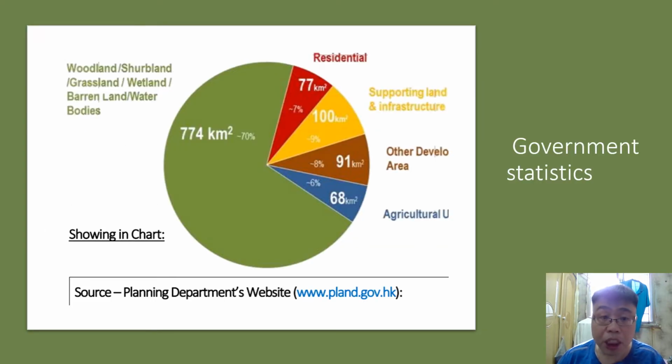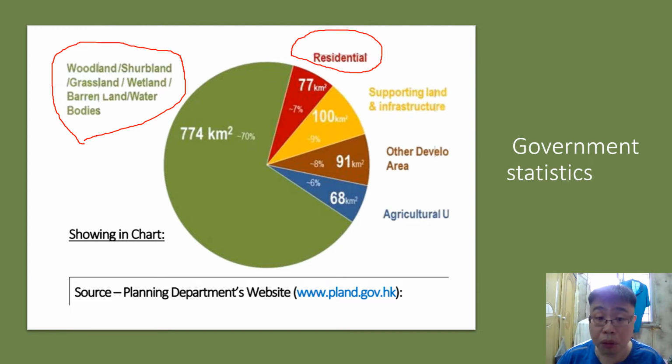See this pie chart? This is the statistics from the Land Department of the Hong Kong government. You see, the woodland, wetland, and other rural areas constitute about 70% of Hong Kong's land use, which is about 774 square kilometers. And residential use just accounted for 7%, which is 1/10 of the rural area land use.